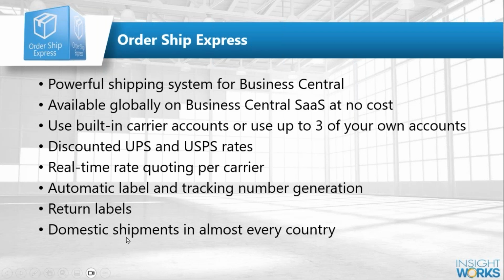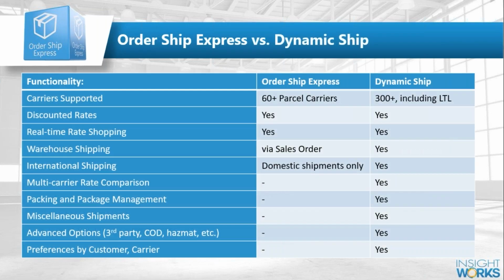And the bottom one here, we do domestic shipments through Ordership Express. So there's no international shipments. You can use it internationally, but you can only do domestic shipments within the country that you're in. So it's fairly comprehensive, and we do have another shipping product called Dynamic Ship that you may be familiar with. And people often ask, what are the differences between Ordership Express and Dynamic Ship? Well, let me tell you.